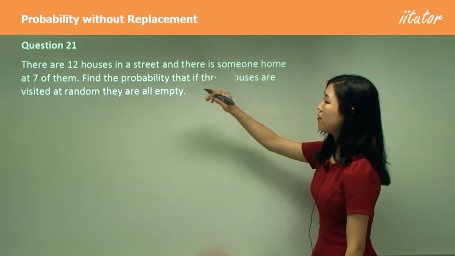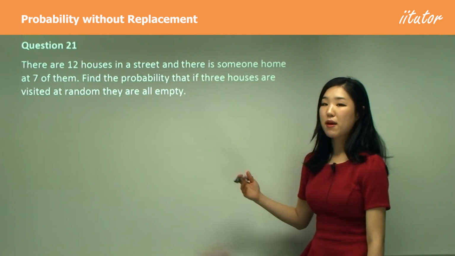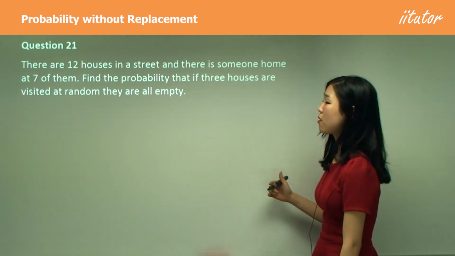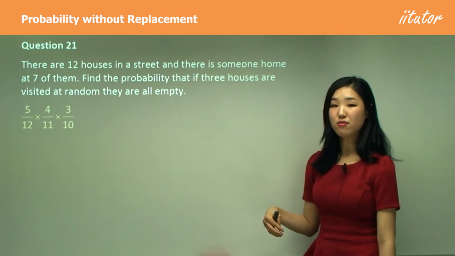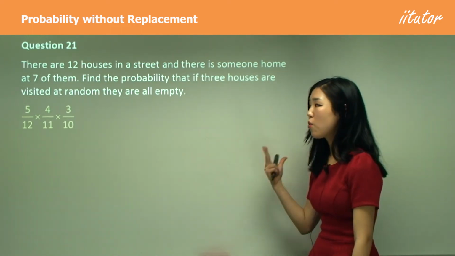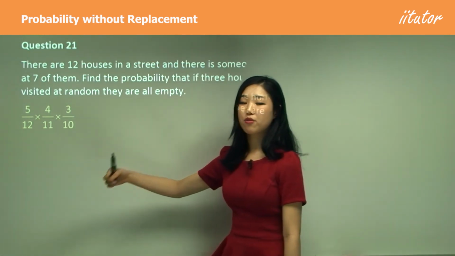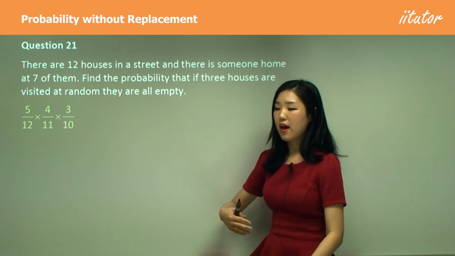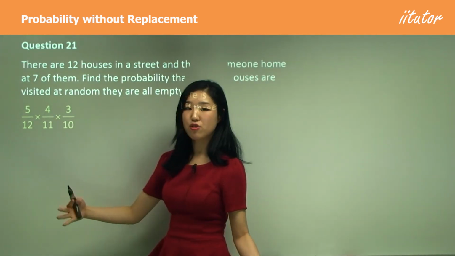7 out of 12 is the probability that there's someone in the house, and therefore the remaining 5 out of 12 will be the probability that they are empty, which means it's going to be 5 out of 12 times 1 less, because we want all 3 to be empty. If I pick 5 out of 12, which is 1 empty house, I'll only have 4 left empty houses, so it will be 4 out of 11 to choose from.